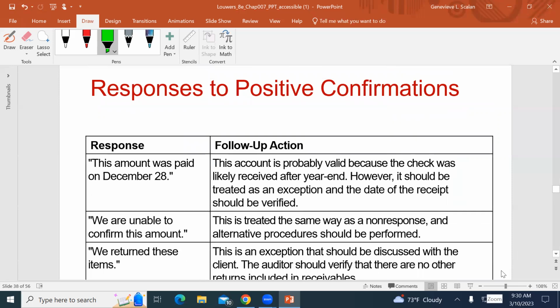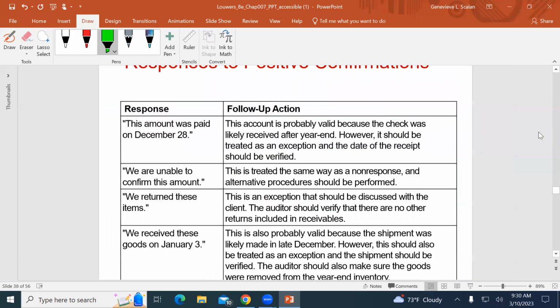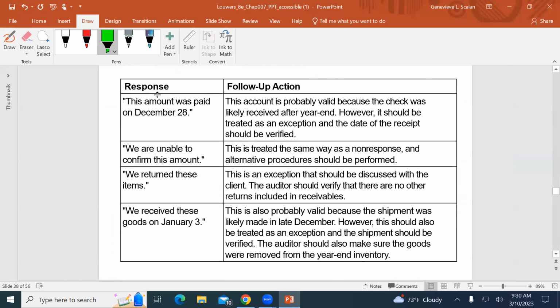All right, so how do you follow up? Well, just some ideas. If they say this was paid, that's fine. They probably just want to make sure, like, if you mailed it out as of December 31st, right? So the balance sheet date is December 31st, right? So on December 31st, your client says, oh, these people owed money. This is our list of accounts receivable on December 31st.